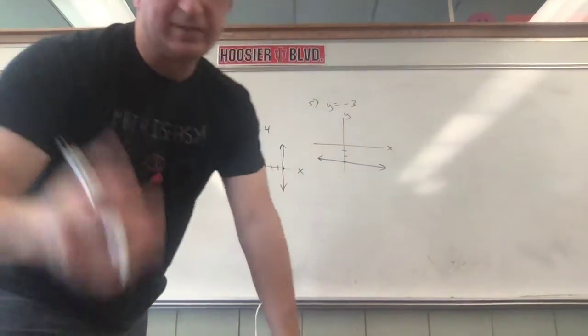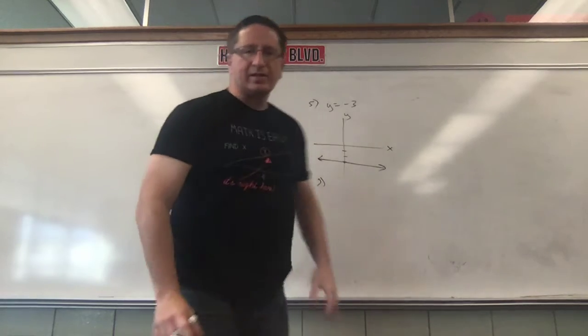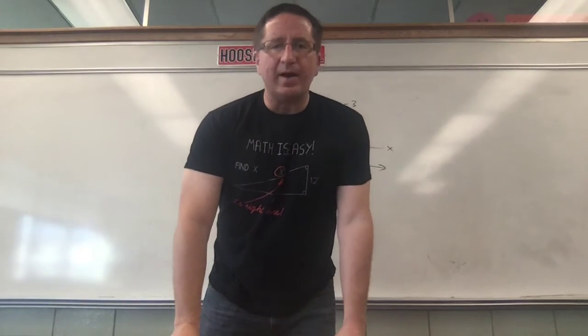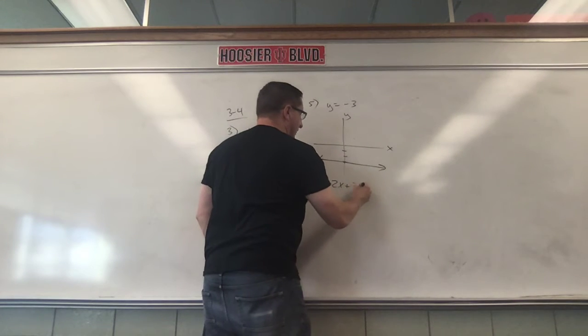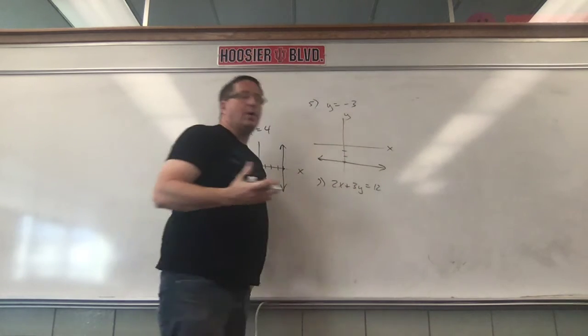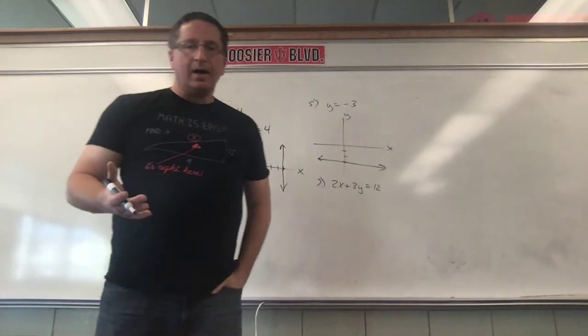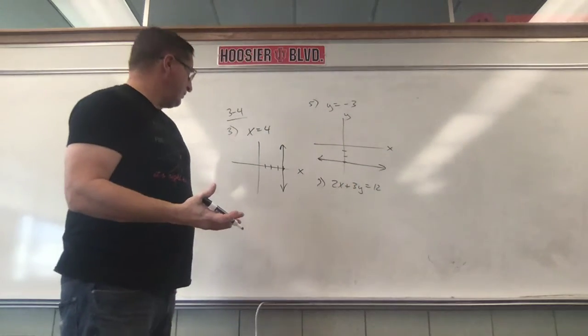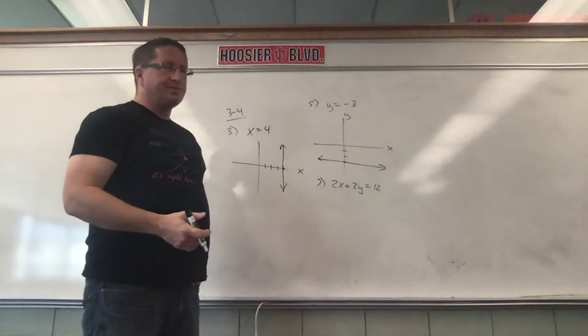Now, I said they're going to get a little tougher, and here we go. Number 7. Now they ask us to find what are called the intercepts, the x and y intercepts of 2x plus 3y equals 12. Now, if we were going to graph this, which we're not because they didn't ask us to, it would be a diagonal line because there's both an x and a y. But here's what we do.